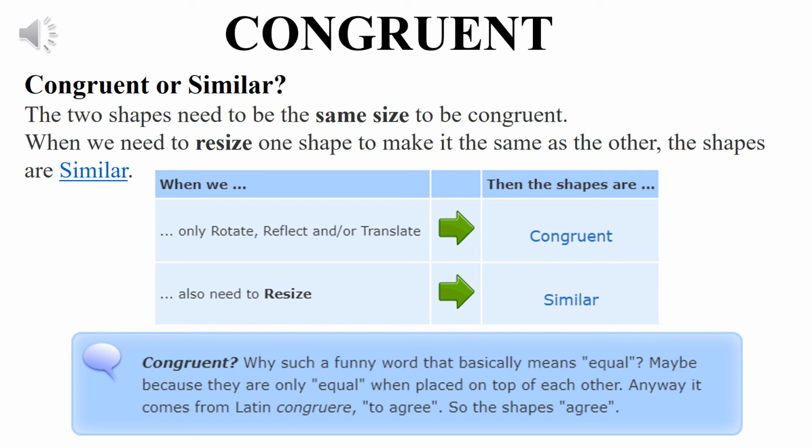Congruent. Why such a funny word that basically means equal? Maybe because they are only equal when placed on top of each other. Anyway, it comes from Latin congruere, to agree, so the shapes agree.